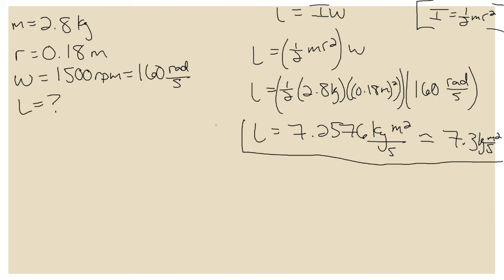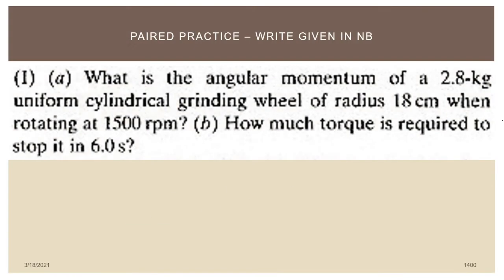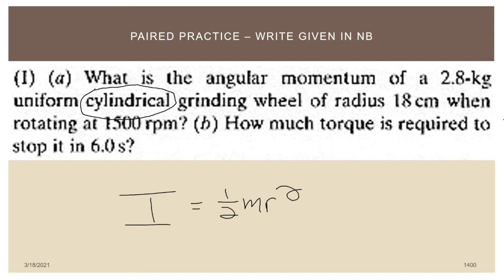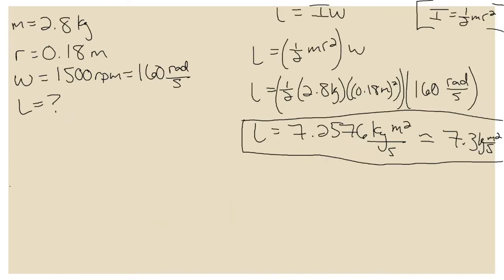For part B, they told us here that we need to find the torque when the object is being stopped in 6 seconds. So the first thing that we should say is for part B, we're going to have to calculate the torque. I'll write here net torque.